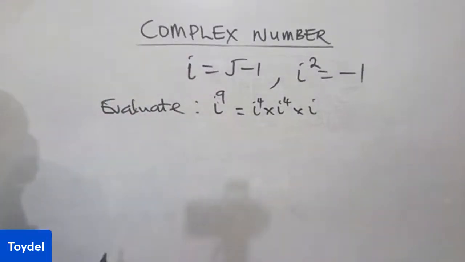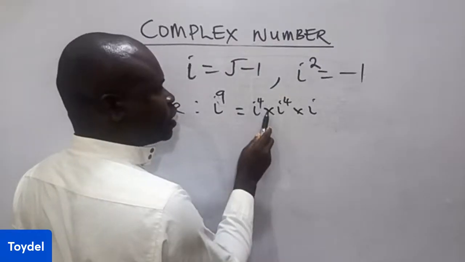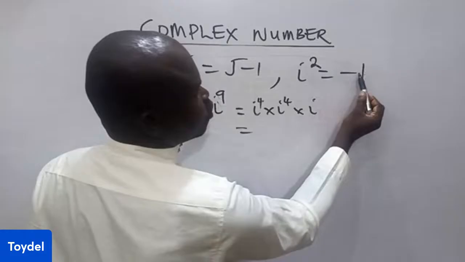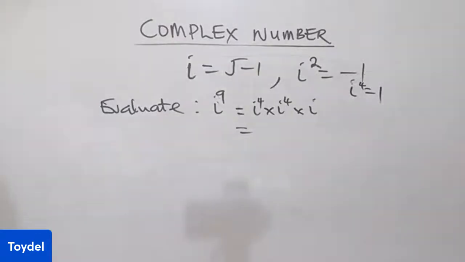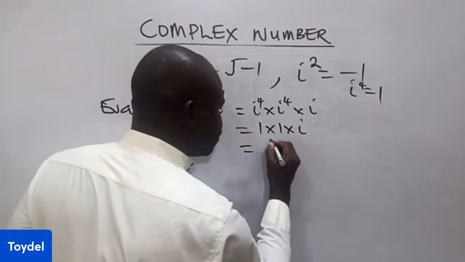So we can break i raised to power 9 down. It will be equal to i raised to power 4 times i raised to power 4 times i. Of course, i squared is equal to -1, so i raised to power 4 will be equal to 1 because -1 times -1 is 1. So this will give us 1 times i. At the end of the day, the value will be i.